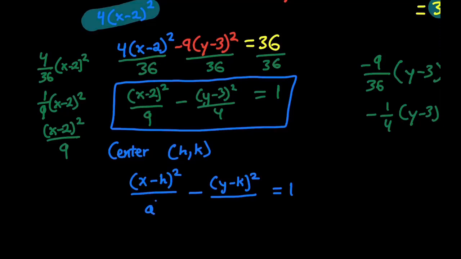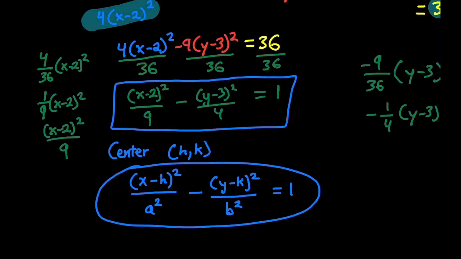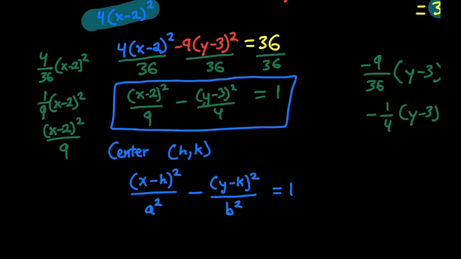A squared is under the x term, and b squared is under the y term. We're just trying to find out what the center is. So we know what the form of the equation is that it's based off of. And just looking at where h and k are, h is with the x in parentheses. But when you take it out from this parentheses to put it over here, you flip the sign.